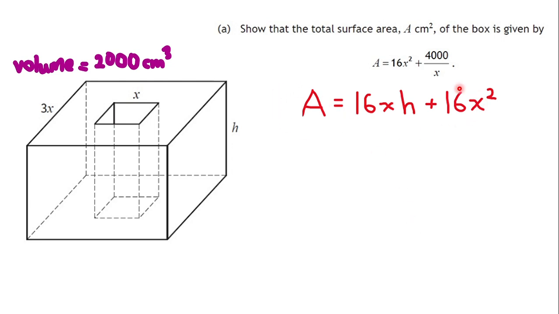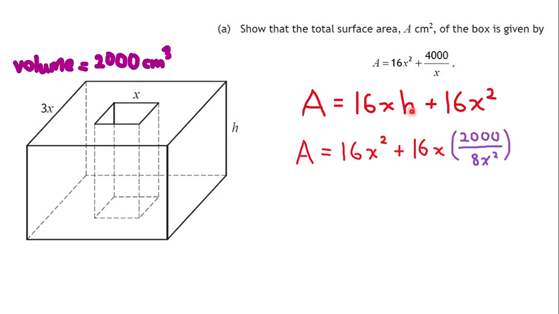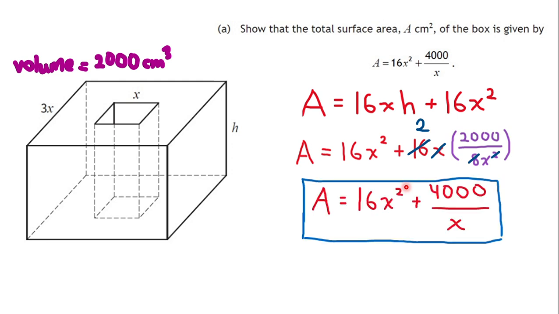Next, we have this initial equation we had before, and we'll replace the h with the value we got before. So 16x² + 16x times 2,000/8x². And we can do some crossing out, and our end result is 16x² + 4,000/x, which is the same as the equation in the question.